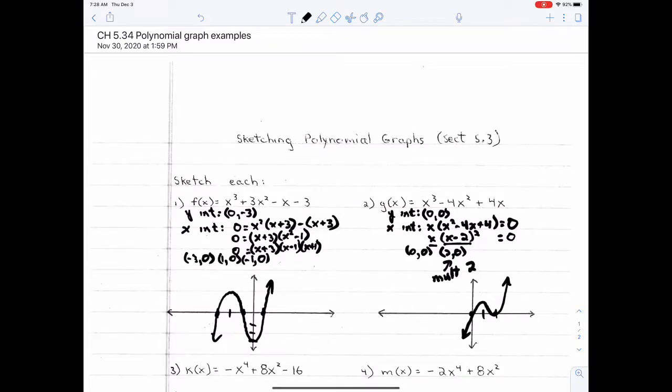Okay? So that's why it comes down and just touches it. Why doesn't it just touch it at 0, 0? Because 0, 0 doesn't have a multiplicity of 2. It only has a multiplicity of 1.